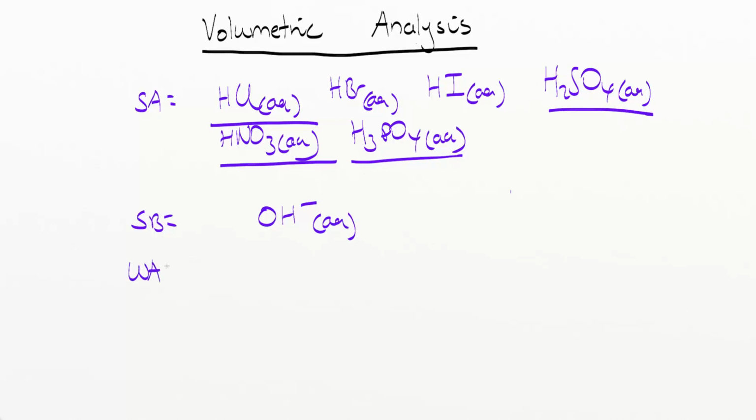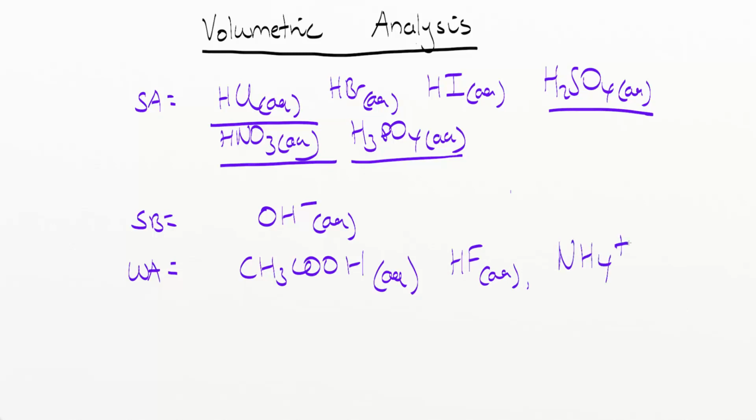Weak acids include ethanoic acid, also known as acetic acid, and HF, ammonium, NH4 plus, and the hydrogen sulfate ion. Once sulfuric acid ionizes once, it becomes a weak acid.